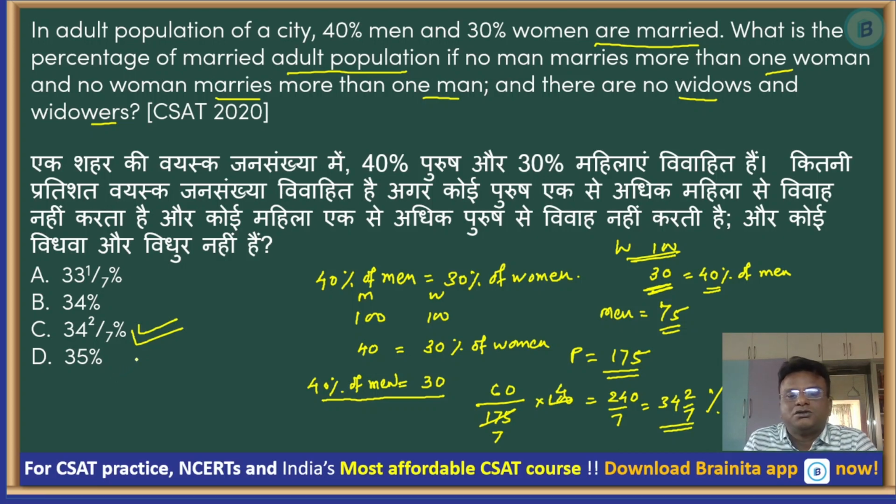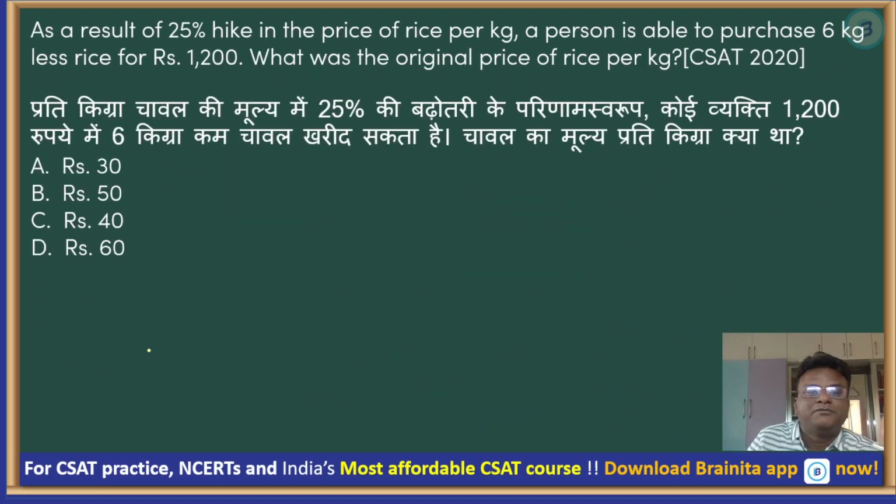Okay, so this is little tricky, I would say, because you need to understand that the number of men married is equal to number of women married and the percentages are different. So you need to individually count the population of men and women and then take the same number as married men and women and then calculate the percentage the way I did it. Okay, so understand this problem properly. Let us go to next one.